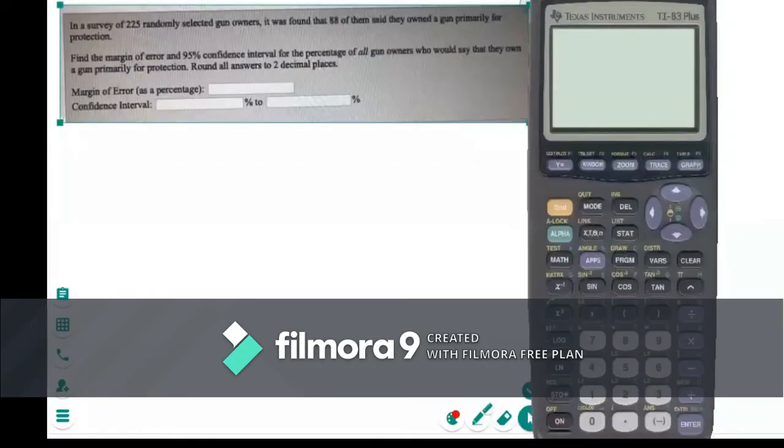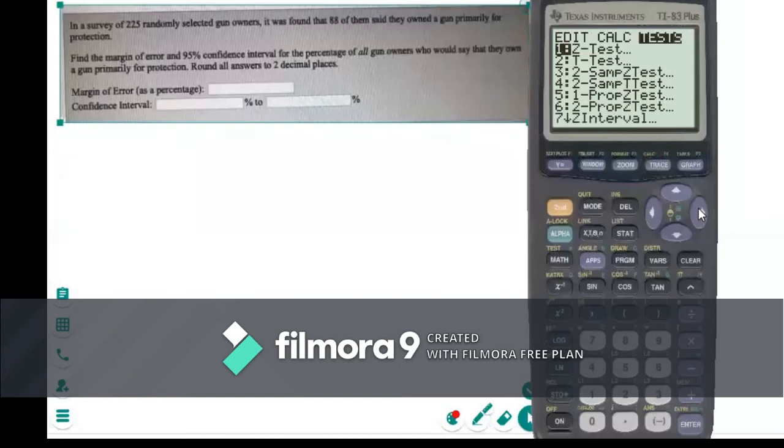Hi everyone. I'm going to solve this confidence interval problem today, and I'm also going to find the margin of error. I'm going to use my TI-83 Plus calculator to solve this problem. The problem we see here is a proportion problem, a proportion interval. Let me clear my screen and press the stats button to get started, and move to tests.